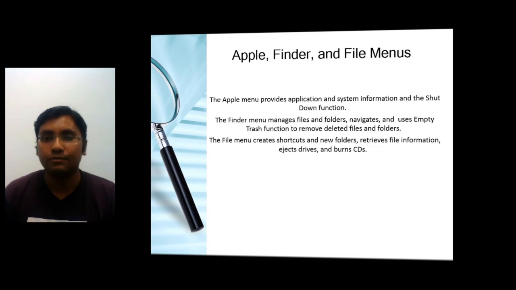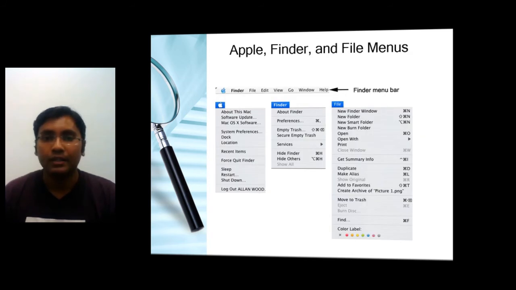Apple Finder and File menu. The Apple menu provides application and system information and the shutdown function. Also, the File menu creates a shortcut and new folder, retrieves file information, ejects drives, and burns your CD. In the Apple Finder File menu, if you click on the Finder menu bar, you can see a couple of options here, like the Apple icon. If you click, you can see the About This Mac, software update, and so on. And if you click on Finder, you will see About Finder, preferences, empty trash, and so on.